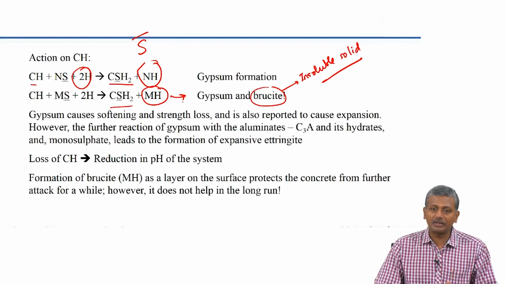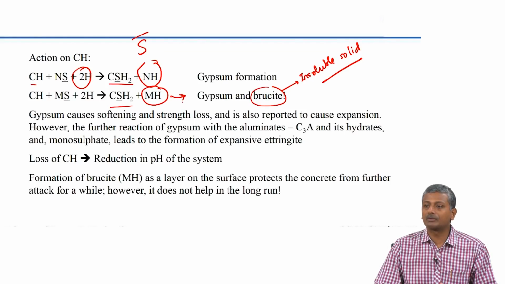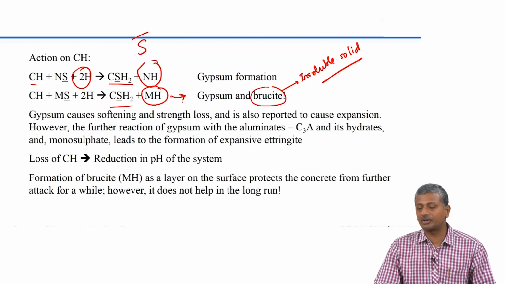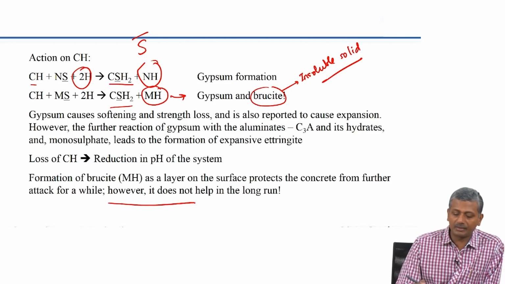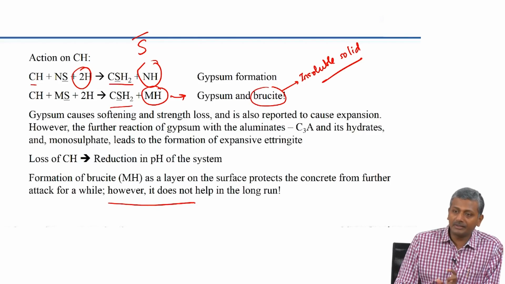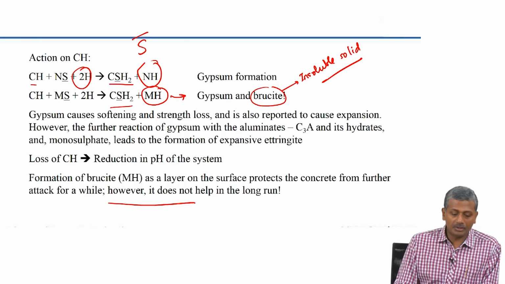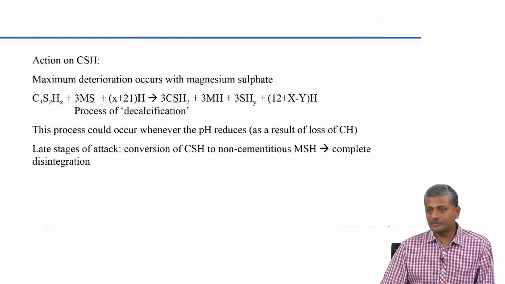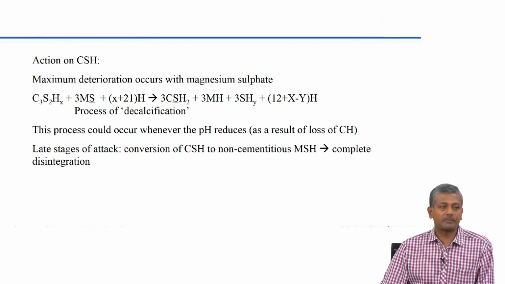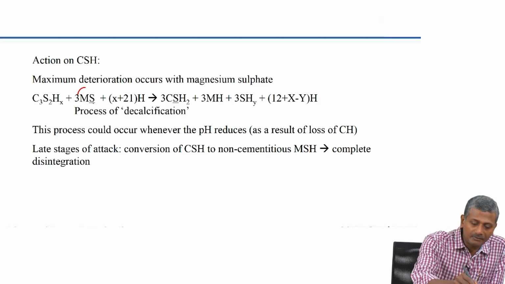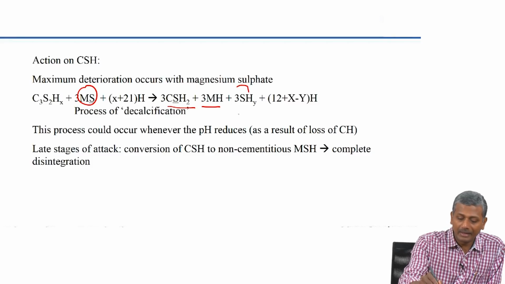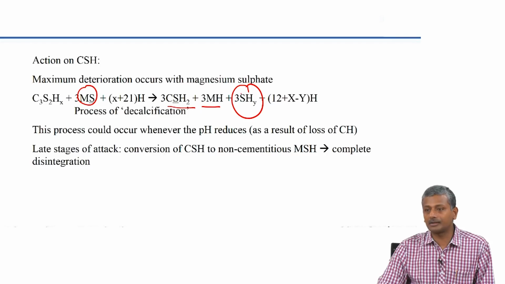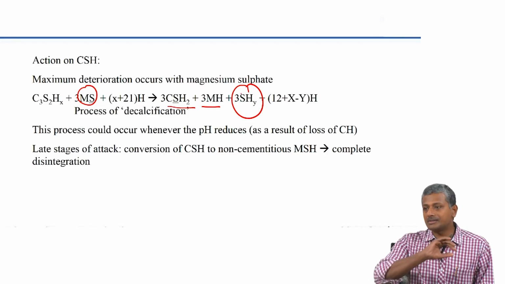It is still debated by several people as to whether we can look at mineral admixtures positively or not. We will look at that in just a minute. I will show you the results. So, the formation of brucite protects the concrete from further attack in the initial stages, but it does not help in the long run. Now, the CSH, especially when cations like magnesium are present, can react directly with magnesium sulfate and lead to the precipitation of gypsum again, magnesium hydroxide or brucite, and a silica hydrate. That means your calcium from CSH is getting removed.